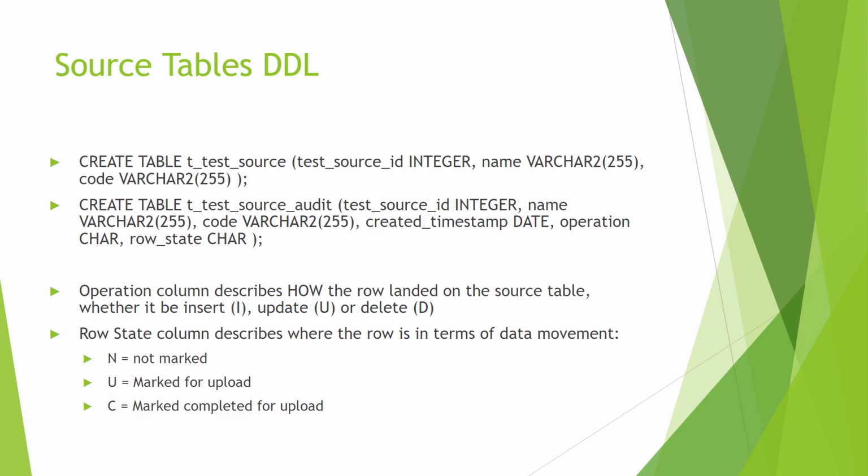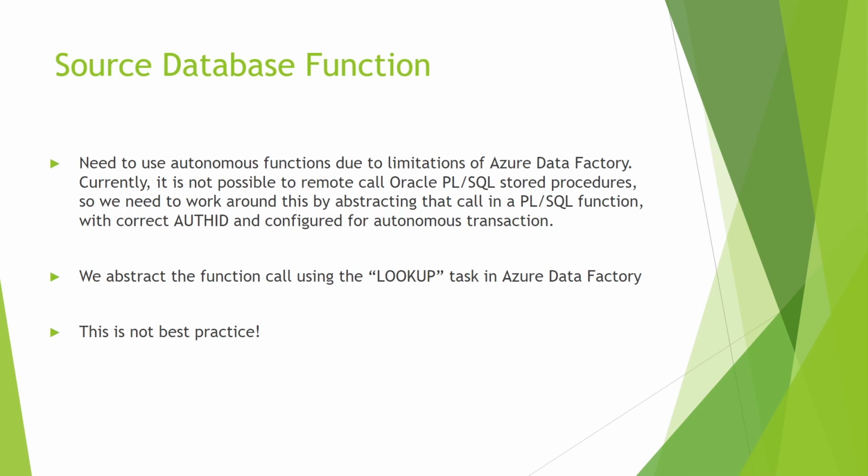Our audit table contains a few additional columns: operation, which describes the source row DML, i.e. inserted, updated, or deleted, and row state, which describes the state the row is in from the context of the data migration process. There is a limitation in Azure Data Factory.